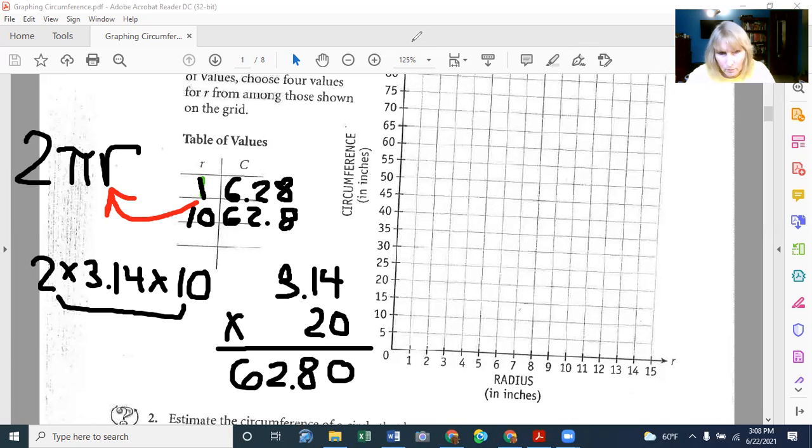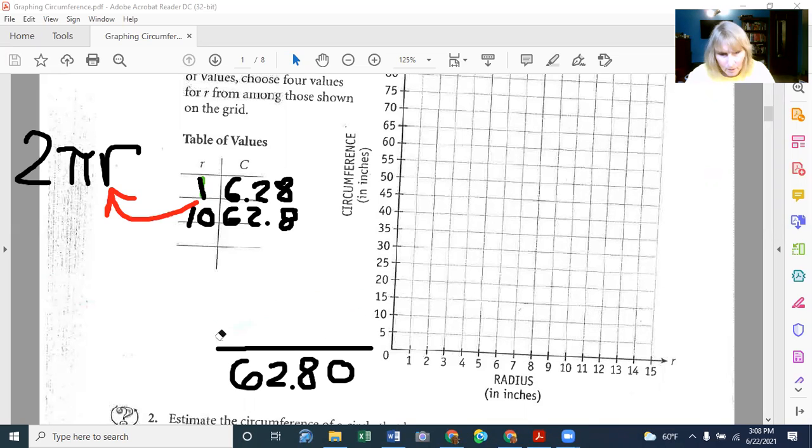Okay, let's do another one. Let's erase this one now. So far I picked some that were easier to calculate. We have to pick two more numbers.